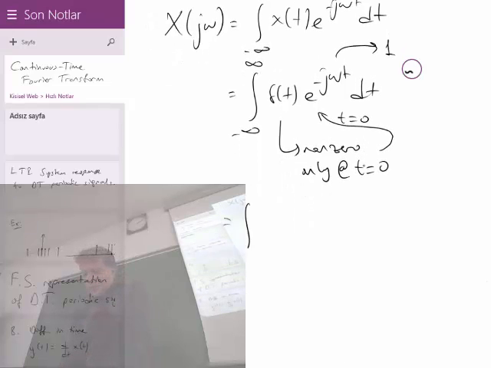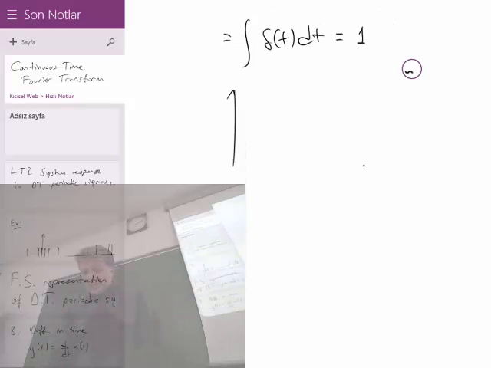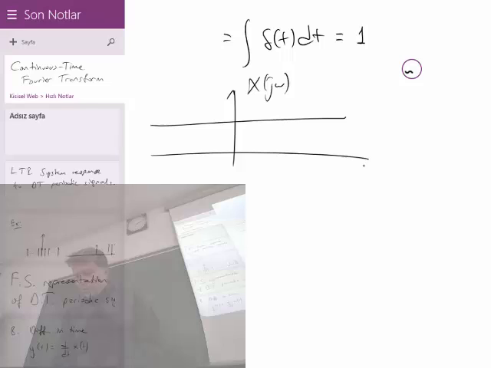Which means we need to find the integral of delta t times 1 dt, which is the area under the impulse. And what's that? 1. So the Fourier transform is 1. It's not even a function of omega. Independent from omega, regardless of what frequency we have, it is always 1. We can plot it then. X of j omega is all, sorry, this is omega, is all 1s.